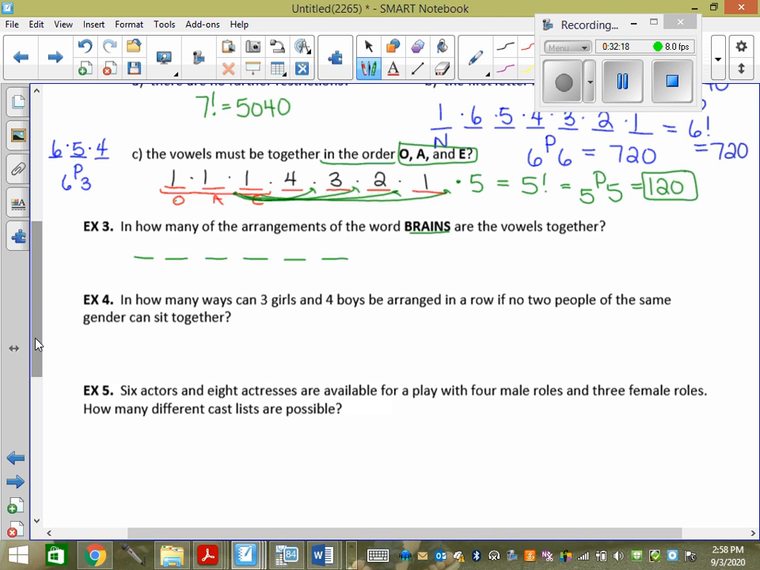Okay. In how many of the arrangements of the word BRAINS are the vowels together? So we have 2 vowels, and 1, 2, 3, 4, 5, 6 letters. I'm going to hook them together. Does it say in any order? Nope. So I can have the 2 vowels, A or I, here. Hold 1. Then I have 4, 3, 2, 1. And then I have to multiply by 5 for the moving of it, 1, 2, 3, 4, 5. So I get 240. What if it said the vowels can't be together?